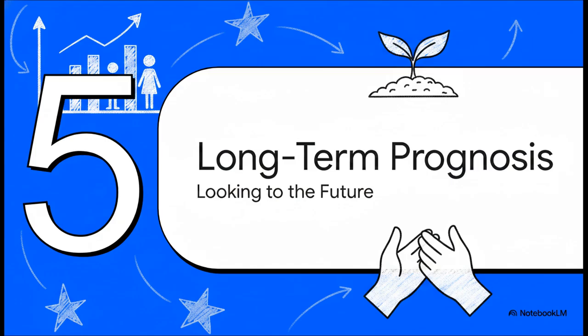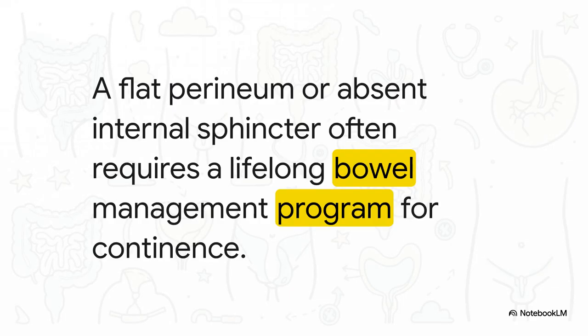Section 5. Long-term prognosis. Looking to the future. It's super important to be realistic about the long-term issues. The prognosis heavily depends on the child's original anatomy. If an infant was born with poor pelvic muscle quality, which is often indicated by that flat rocker bottom perineum we mentioned, or if they're missing their internal anal sphincter entirely, they're likely going to face lifelong functional challenges.